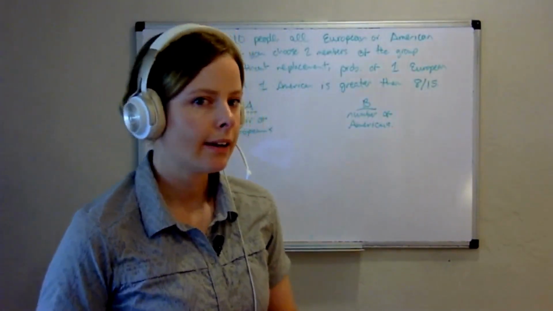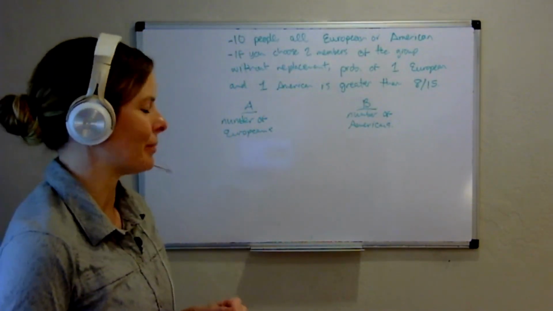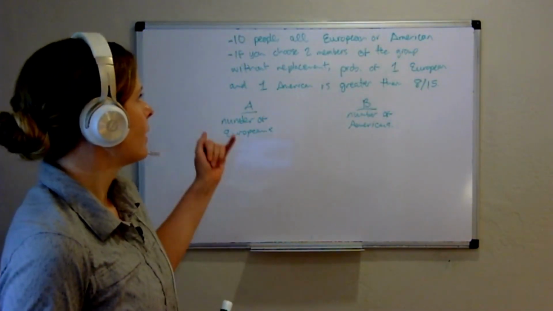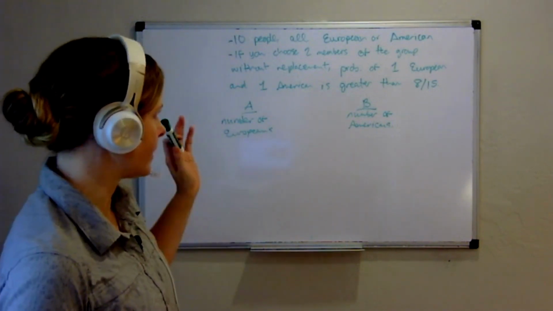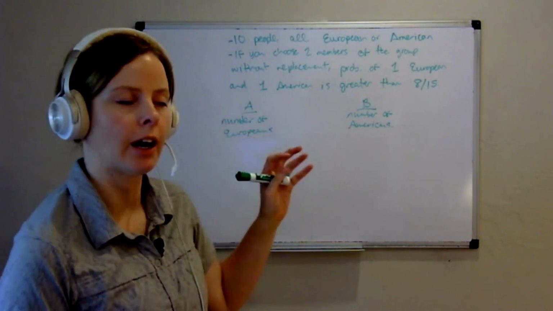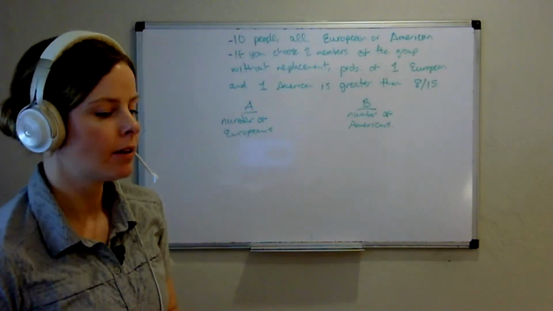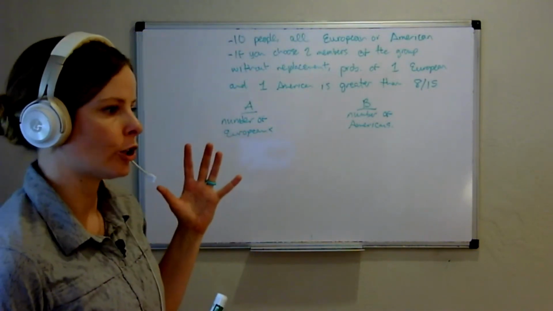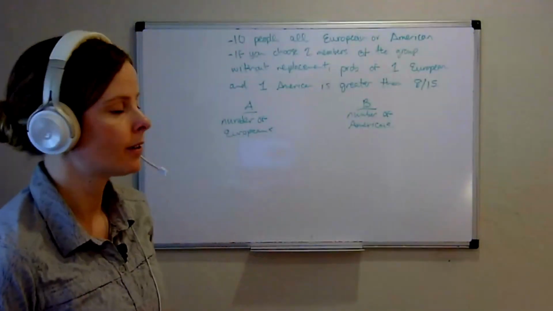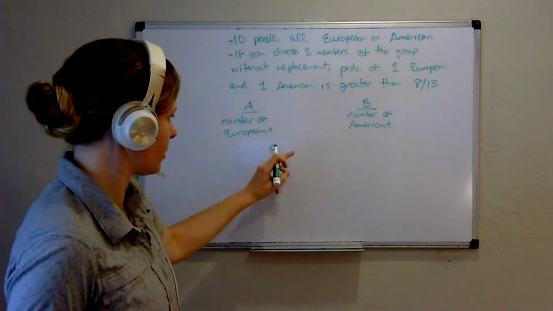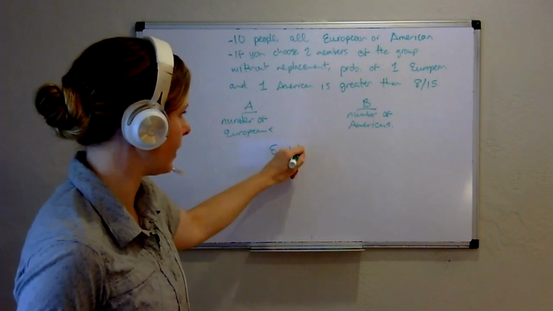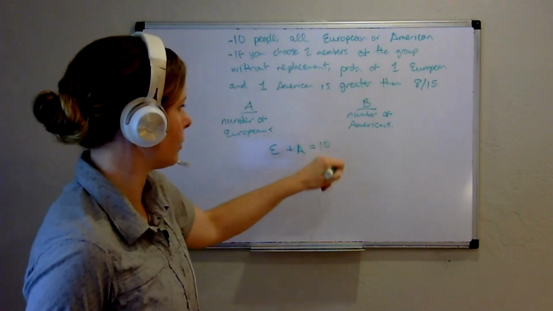All right, a bit of an interesting one here at the end, so I hope you got something out of it. Here we have a quantitative comparison question. We've got 10 people, and all of those people are either European or they are American. Right away, this screams to me, let's translate this into algebra, so we'll go ahead and do that. So my number of European folks, just going to define that as E, plus my number of Americans is equal to 10.